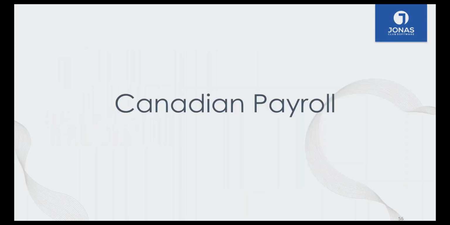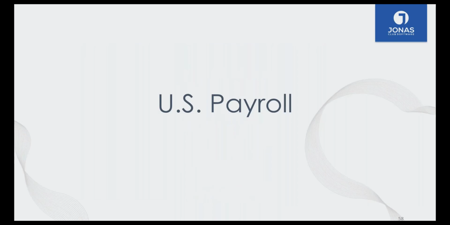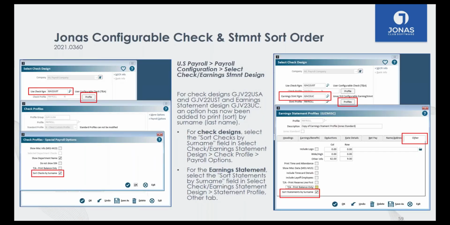Okay, moving over to payroll, specifically Canadian payroll. This feature is actually available in both Canadian and US payroll, but as long as you're using one of those two check designs that are on the screen there, you can now sort those checks by surname. Very simple little feature there, but always a good thing to add, certain things like that. And once again, that was for Canadian payroll, but within the US payroll program, we have the exact same feature here. Again, only for those check designs that are listed in the middle of your screen there, you can now sort those by surname as well.